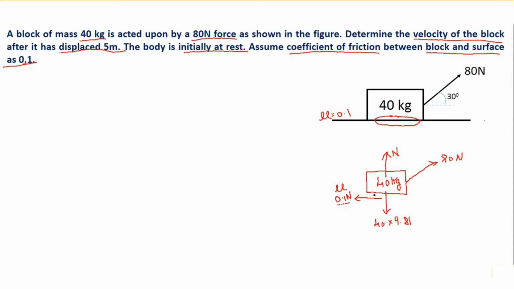After showing all the forces, the next step is to show the imaginary force, that is the inertia force, acting in the direction opposite to that of the acceleration. Because the force on this body is towards the right side, the acceleration of this body will also be towards the right. So as acceleration is towards the right side, the imaginary force will be towards the left side with a value of 40 multiplied by A. Why is this 40? Because mass is given to us as 40 kg. So m into A gives you 40 into A.